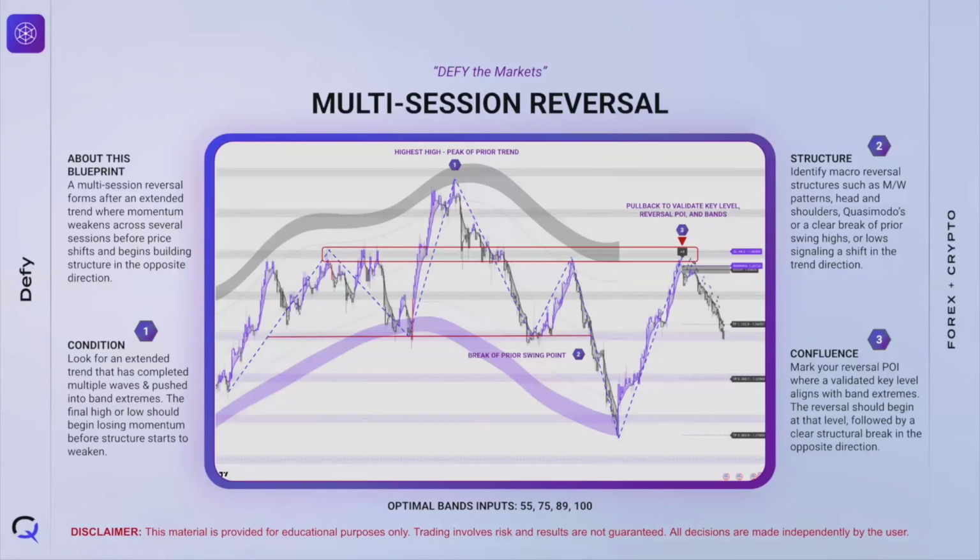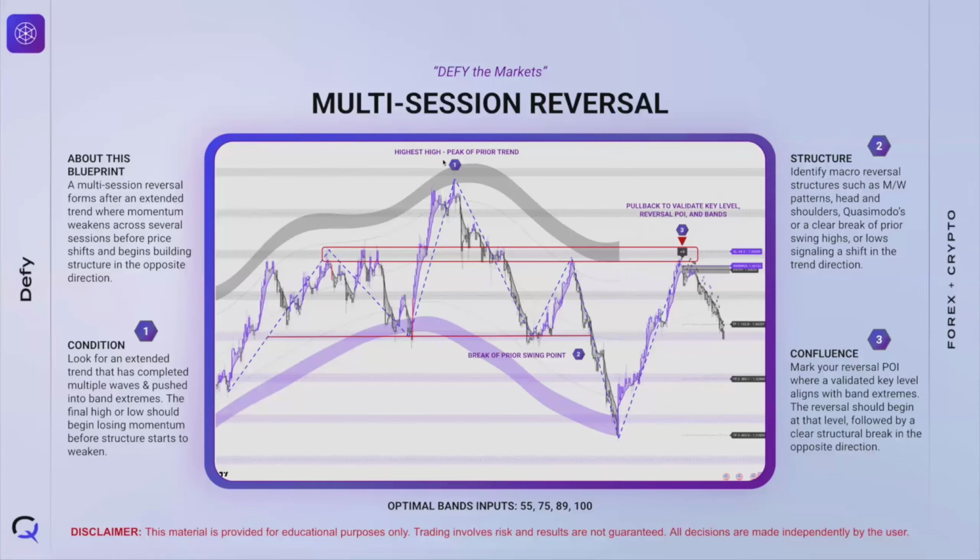So let's talk about a multi-session reversal. About this blueprint, this is a multi-session reversal which can form after an extended trend where momentum weakens across several sessions before the price begins to shift and build structure in the opposite direction. As you can see over here, we see the market trending up, we see the market pulling back, we see the market trending up, and we're going into our highest high, right? So this is the peak of this prior trend before this market started to turn around, okay?